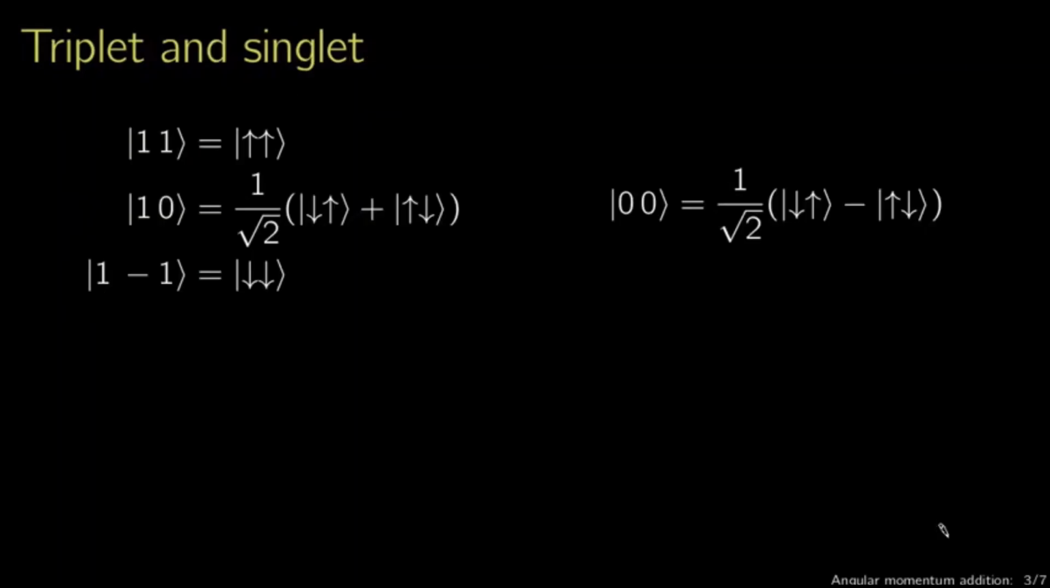These states are technically called the triplet and the singlet. So when I combine two spin 1/2 systems like this, I get a group of 3 states that acts like a quantum mechanical system with L equals 1, coupled with or combined with a quantum mechanical system with L equals 0.